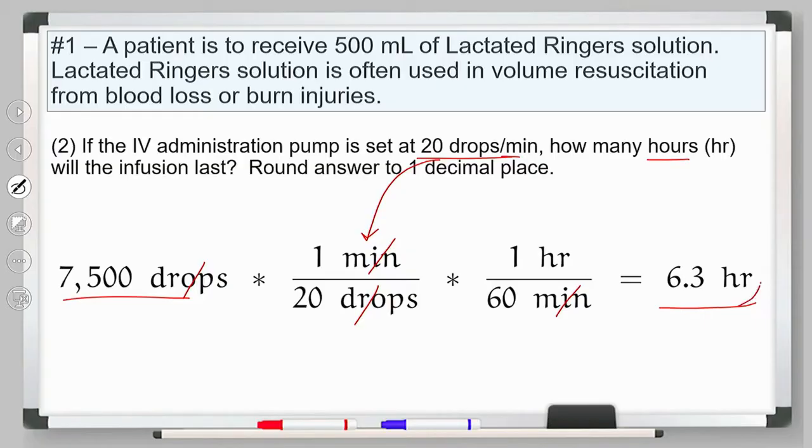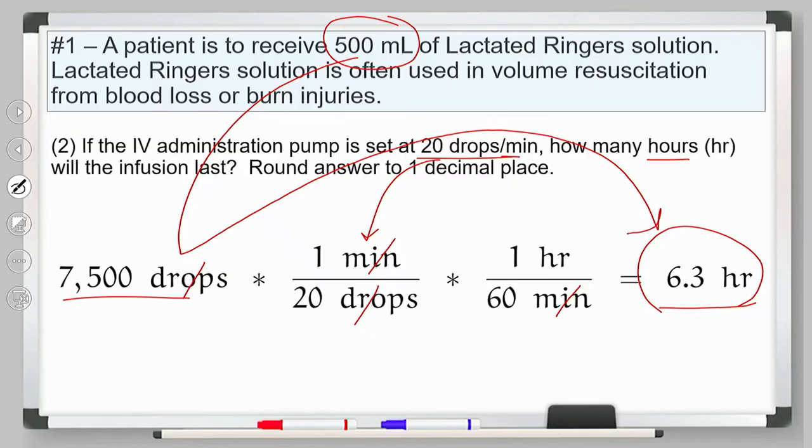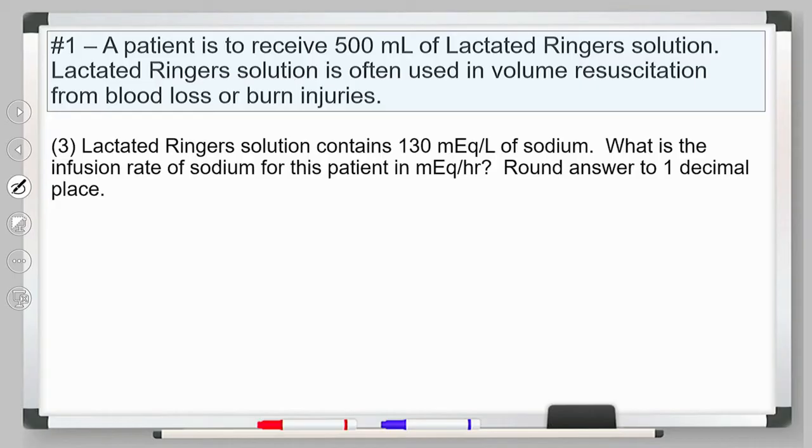So going forward, I just want you to realize this is an important answer here. That bag, this 500 milliliters, contains this many drops and is going to be administered over 6.3 hours, because that's the start to the next question. The next question says the solution contains 130 milliequivalents per liter, that's a concentration. What is the infusion rate expressed in milliequivalents per hour? We said an infusion rate is a certain amount per time. In this case, my time is hours, but instead of volume, I want to express it in milliequivalents.